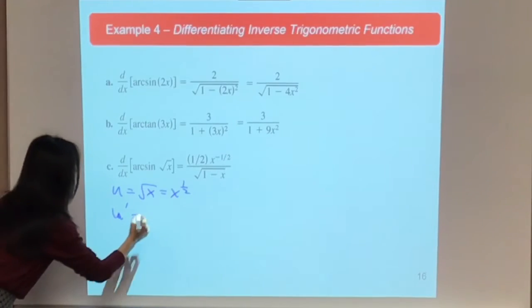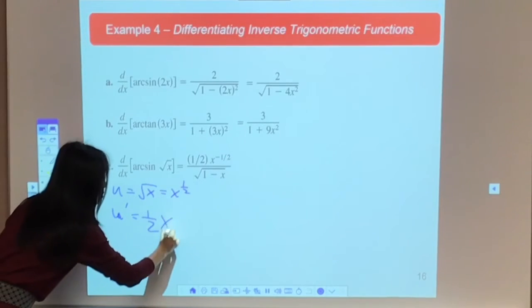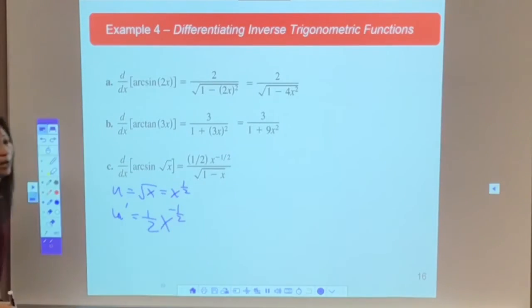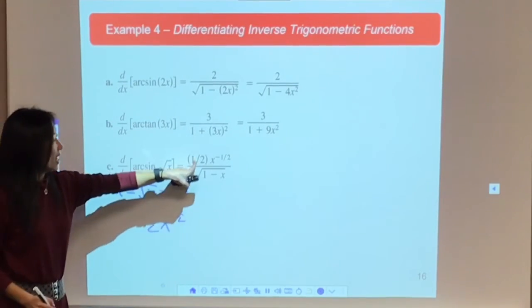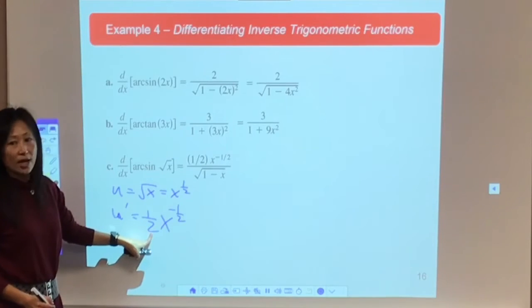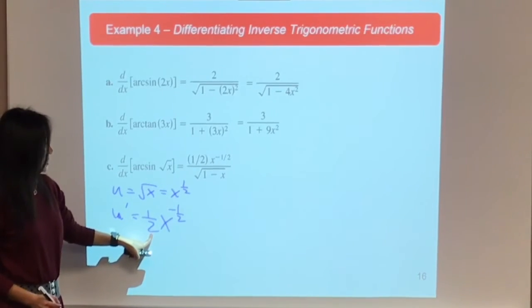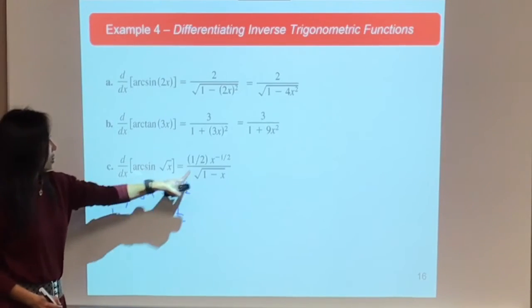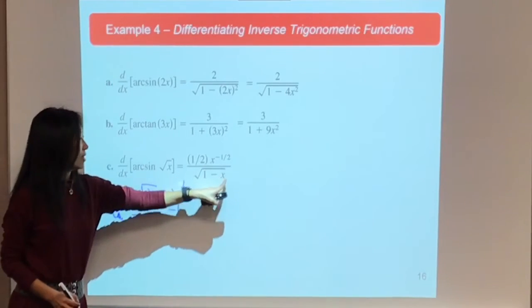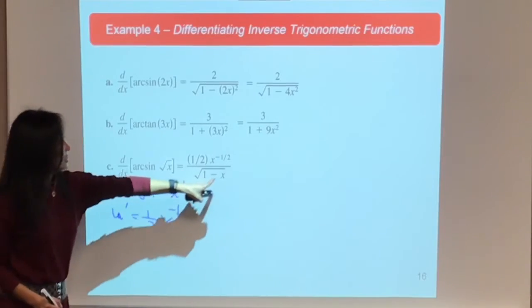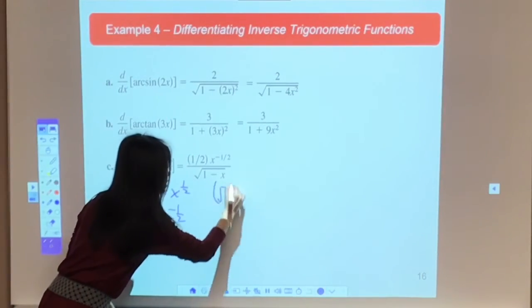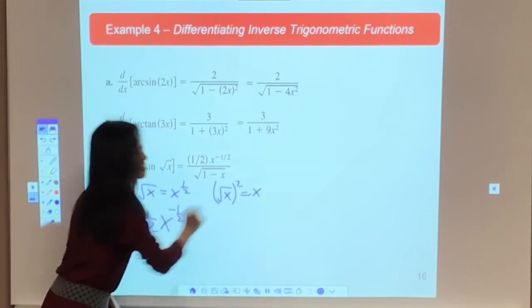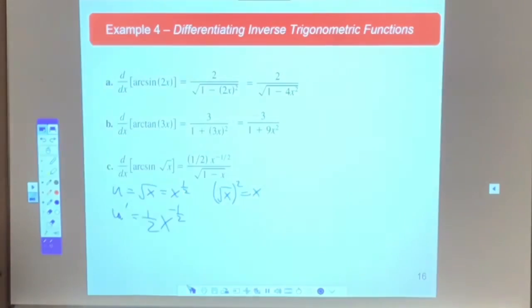All right, so is everybody with me? What's this one? 1/2 x to the what? Negative 1/2. Does everybody see 1/2 x to the negative 1/2? That's my u prime. Are you following me? And then what does the formula say? Since it's arcsine, square root of 1 minus what? x. Everybody see this is only x. Why? Square root of x squared is just x. Next.